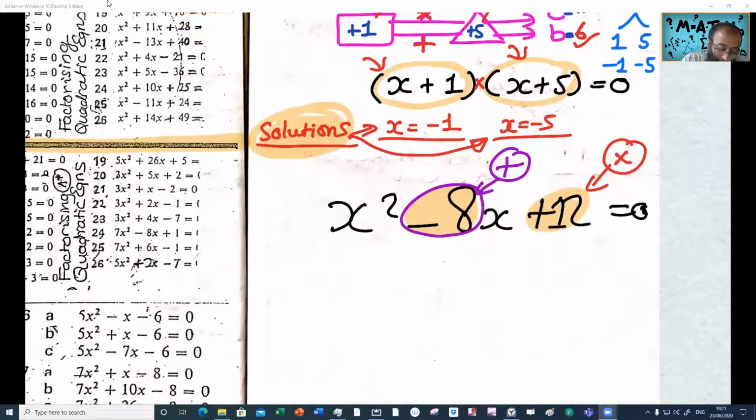So let's have a look at what the possible numbers could be for 12. In order for them to times to give you a plus number, and add up to give you a minus number, they must both be negative. So you've got to realize that. Minus 1 times minus 12 is 12. Minus 2 times minus 6 is 12. Minus 3 times minus 4 is 12. And that's an exhaustive list of all the negative factors of 12. So one of those pairs is the right answer. Minus 2, minus 6. Correct.